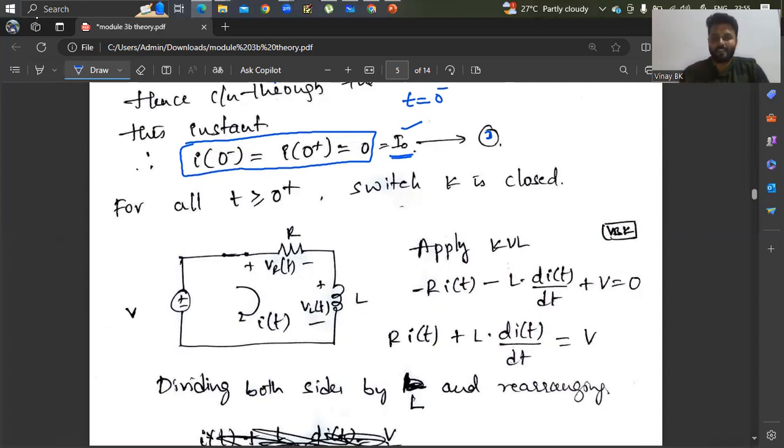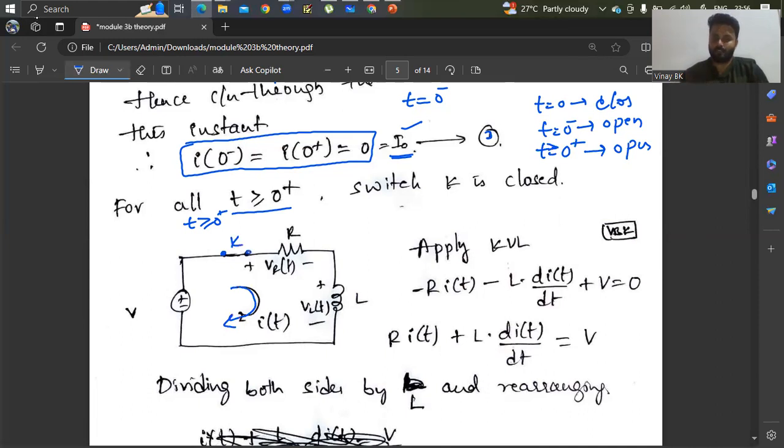Now when t equals to 0 plus, or when t is greater than or equal to 0 plus, at t equals to 0 the switch is closed, at t equals to 0 minus the switch is open. Again at t equals to 0 plus the switch is closed. So now the circuit looks like this, the switch is closed. Now switch K is closed, K or S, whatever is defined.